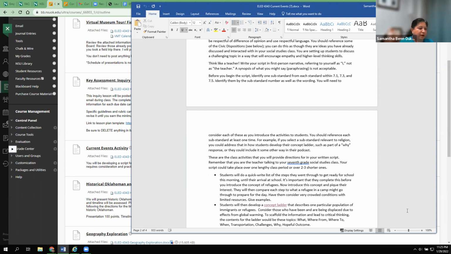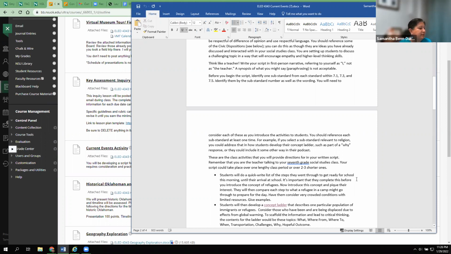Then you're going to introduce your concept of refugees and get them interested in what life might be like for people who are their own ages within a refugee camp. So you might have them consider the very crowded conditions, limited resources. That might be a good time for them to do a turn and talk, or to add to their quick write about some of the considerations that the refugee young people would have as well. So get them thinking at least about the concept of refugees.